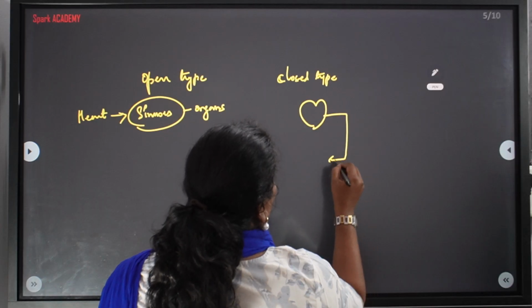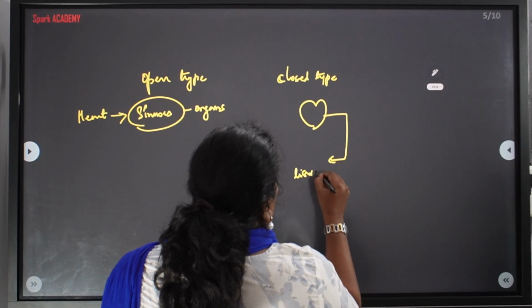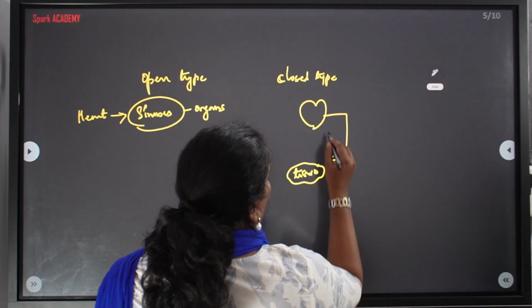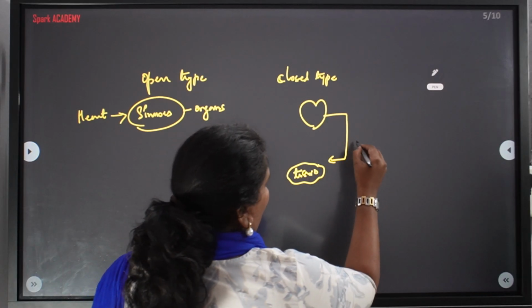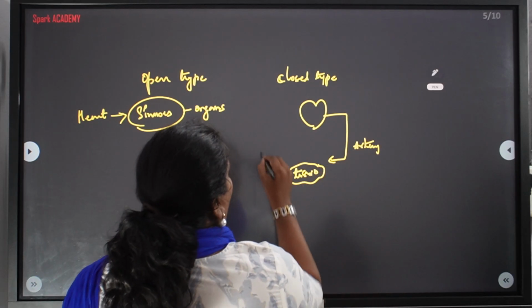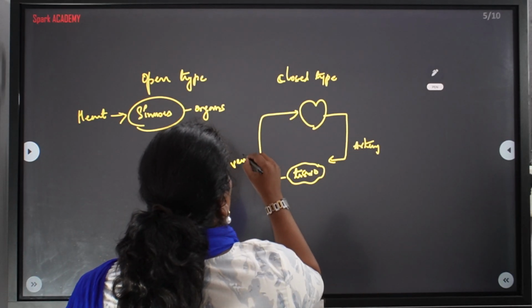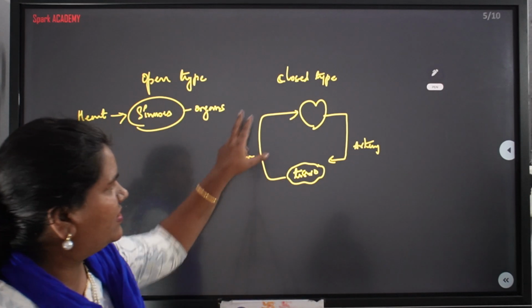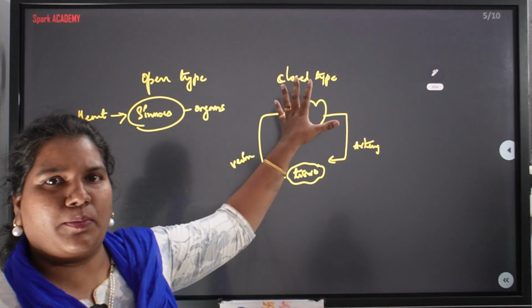The heart will pump blood through the blood vessels. So there is an artery which is carrying blood from the heart to the tissue, and there are veins which are carrying deoxygenated blood or waste to the heart. So this is closed type of circulatory system.